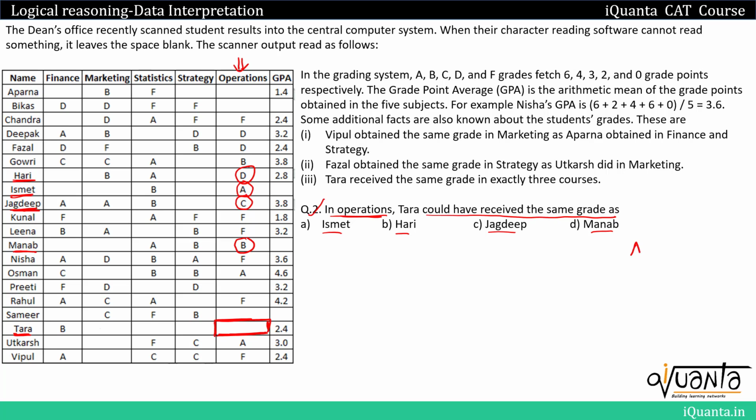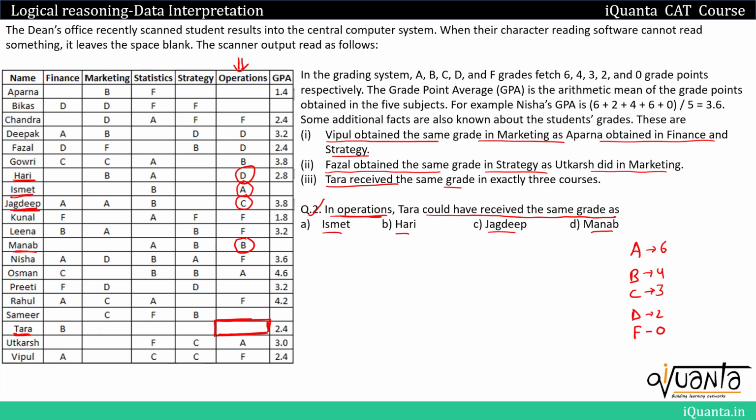Now the grades that we have are A, B, C, D, F. F has a value of 0, D has a value of 2, C has a value of 3, B has a value of 4, A has a value of 6. We also have the additional clues over here. First one is Vipul obtained the same grade in marketing as Aparna obtained in finance and strategy. So there's nothing related to Tara. Second one is Fazal obtained the same grade in strategy as Utkarsh did in marketing. So even in this also we do not have anything related to Tara.